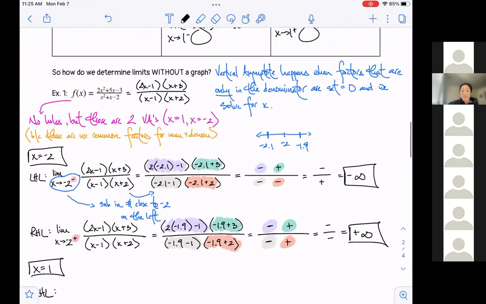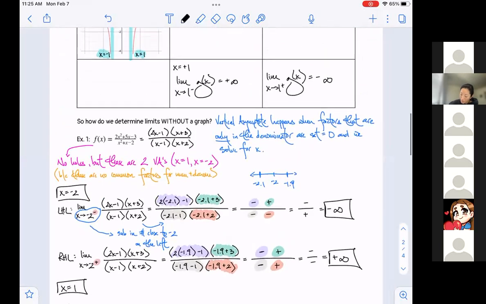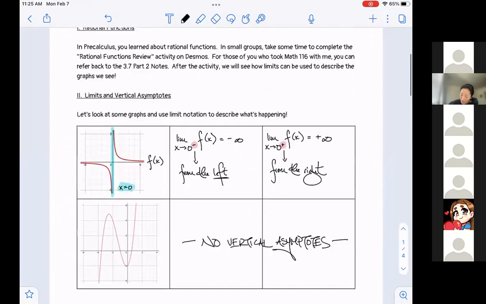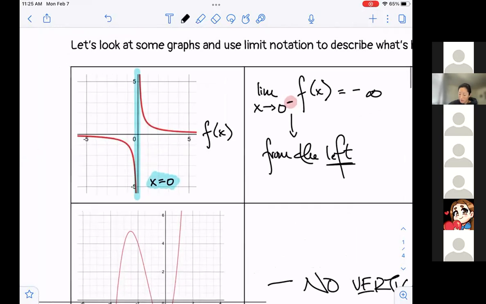Wait, Professor, I have a question. Yes, what's up? Just really quickly, can you repeat why we just did this? Sure. Okay, so if we look at this graph right here, we said earlier there's a vertical asymptote at x equals 0. But when we talk about what's happening around it, on one side it went up, but on the other side it went down.